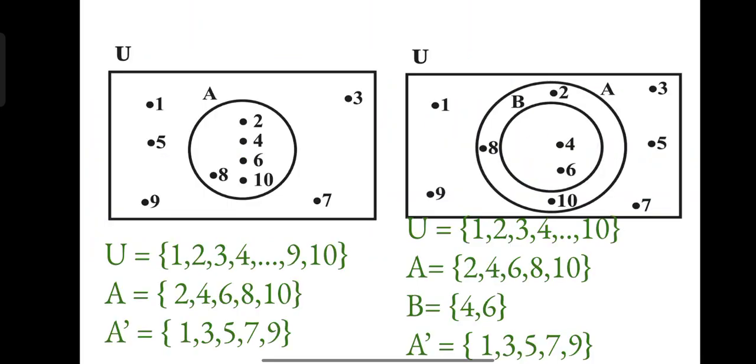Okay, in this picture you can see the elements 4 and 6 come in B as well as in A. So 4 and 6 are common elements of B and A, so we will write A intersection B equals 4 and 6.